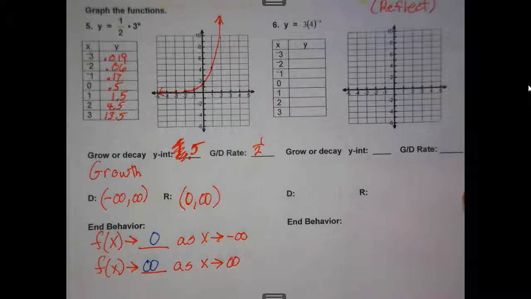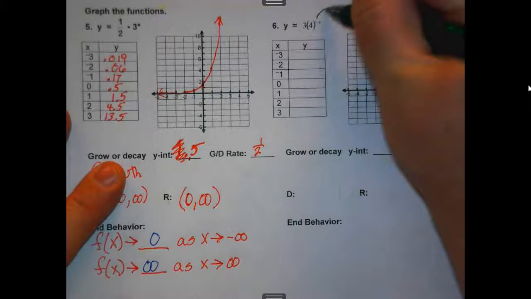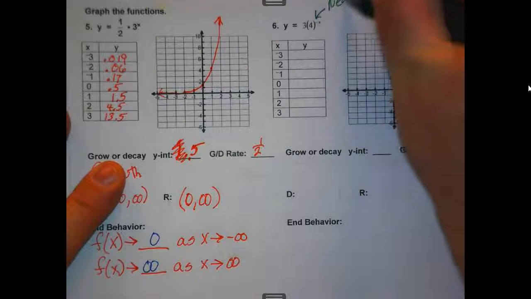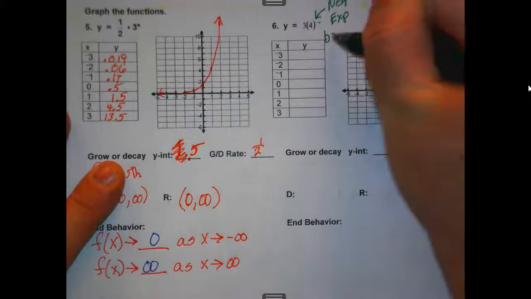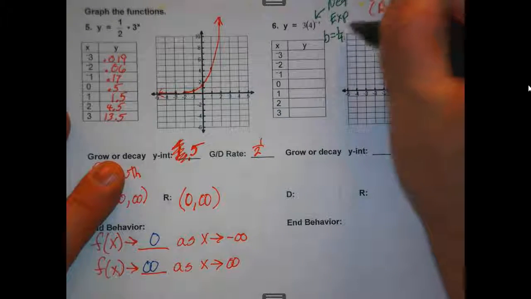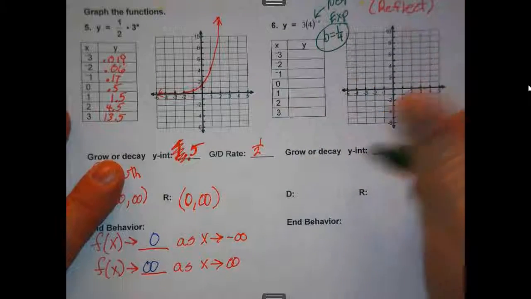All right, number 6. I'm just going to ask one question about number 6. Is it growth or decay? Why? Yeah, it's a negative exponent. So my b, that's a negative exponent, so my b is not 4, it's 1/4. So it's decay.